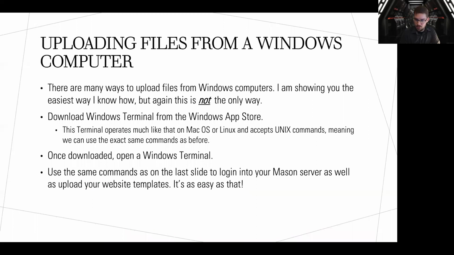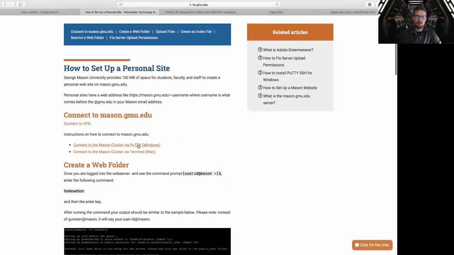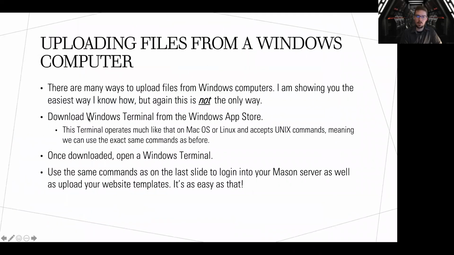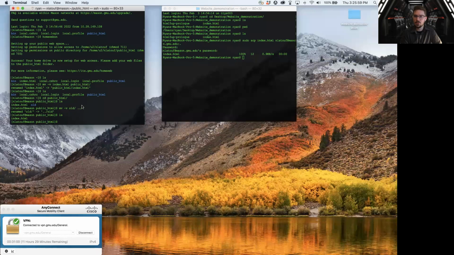If you're doing this from a Windows machine, there are many ways to do this using various applications. I don't use those applications. I do have a Windows machine at home, but let's see what the IT website says. I think they say to use PuTTY for Windows. I've never used that. I am aware that there is something called Windows Terminal that you can download from the Windows App Store. If you open that up, the commands that you can type in Windows Terminal are identical to what you can on a Mac. So all the commands I've been using so far will work, and I tested the secure copy command earlier. All of those commands will work from Windows Terminal.